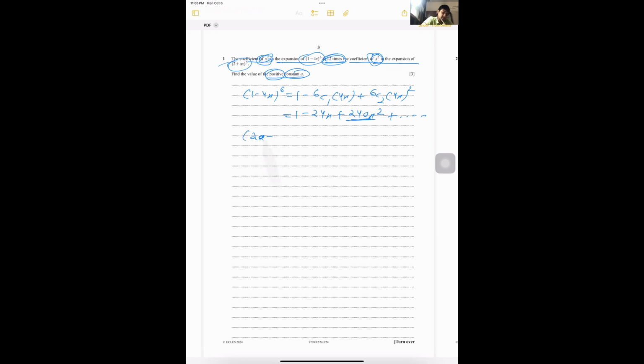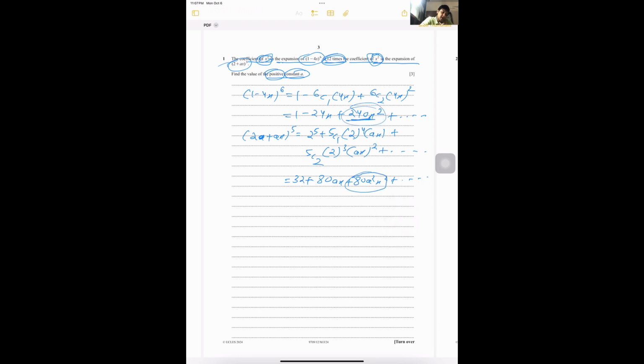Again, the other one is (2 plus ax) whole 5, which is 2 to the power 5 plus 5C1, 2 to the power 4 ax plus 5C2, 2 to the power cubed (ax) whole squared, which is equal to 32 plus 80ax plus 10 into 8, which is 80a squared x squared. And so that is the expansion.